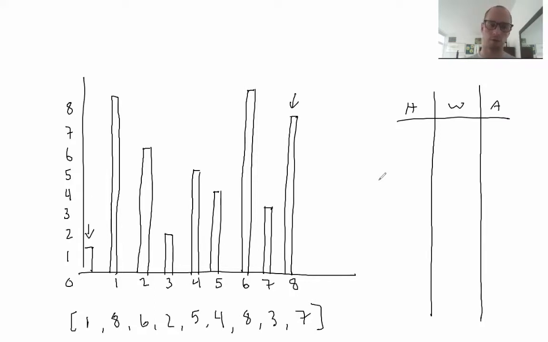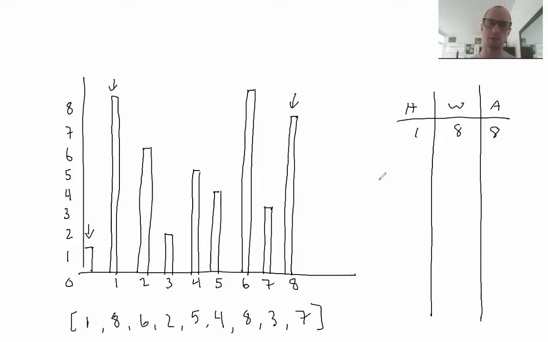So first, we're starting at index 0 and index 8. At index 0, we have a wall height of 1, and at index 8, we have a wall height of 7. So that gives us a container height of 1 and a width of 8, which gives us an area of 8. So because our starting wall is shorter than our ending wall, we will increment the starting pointer.